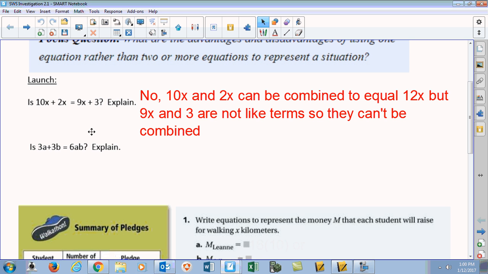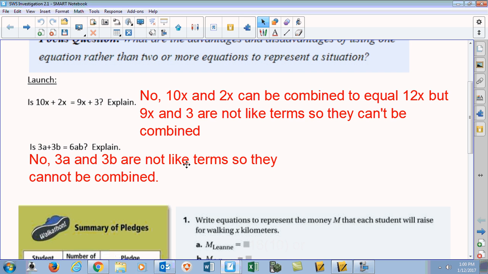In the second question, 3a and 3b are two different variables. And again, you cannot combine two different variables. It is like combining fractions with uncommon denominators. You cannot do that. So B is also a no because those are not like terms.